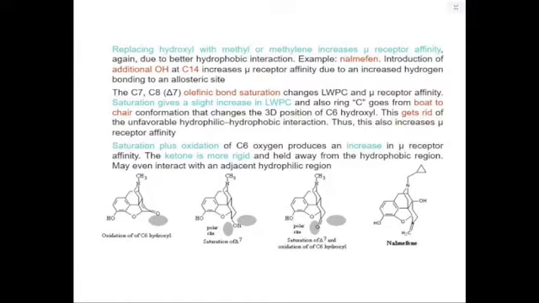So we are saying replacing the hydroxyl group with a methyl or methylene increases mu receptor affinity. This is a methyl group. This is the one at position number 6. And if you look here, this is our morphine. It has that polar group. This is morphinone, or hydroxymorphinone. It has that double bond there, it has that methyl group there, it has that polar hydroxyl group there, and it has that ketone.